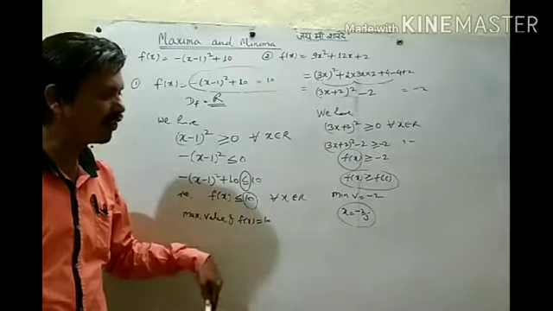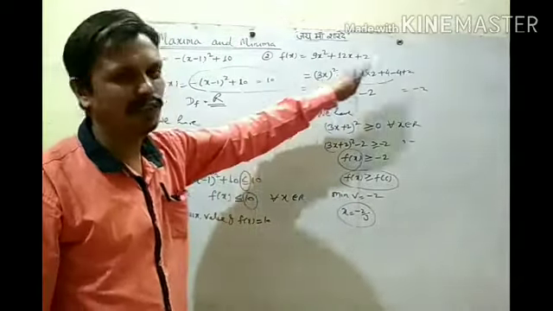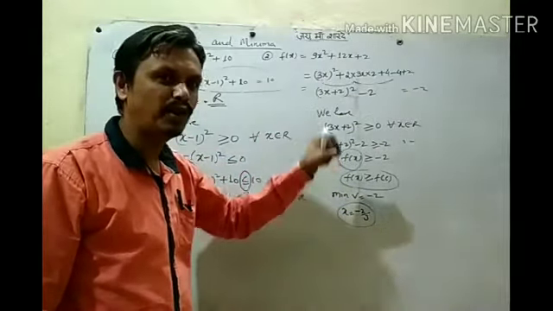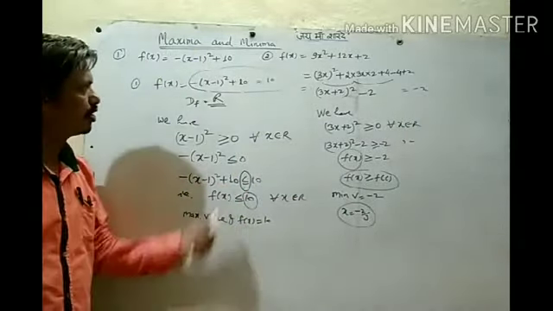And at which point are we finding it? So after finding the minimum or maximum value, we can put it equal to f of x, and we can find the value of x. That will be our point of minimum or point of maximum. Okay? Note down.